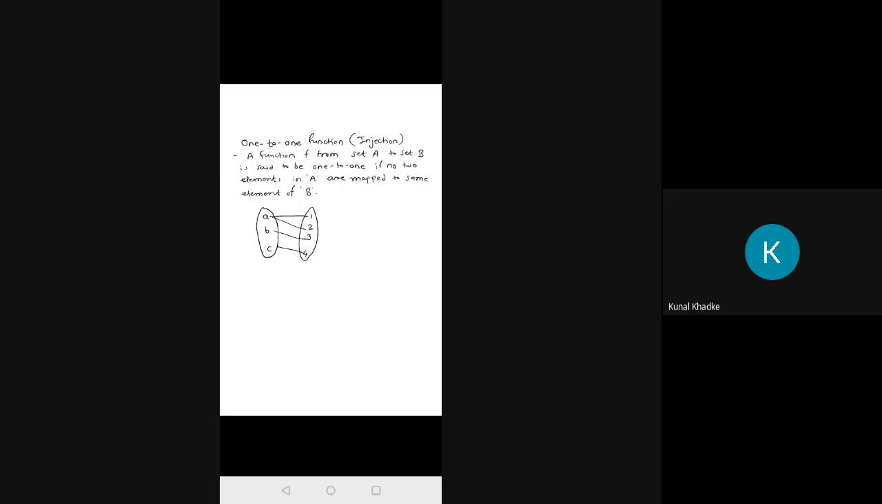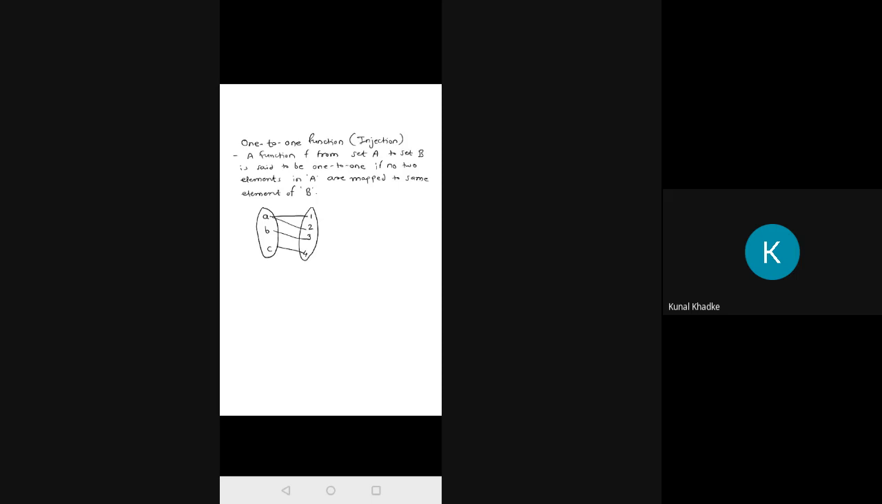Is it a function? Is it a one-to-one function? No. This is not a function at all because A is having two images. This is not a function itself. Forget about one-to-one.